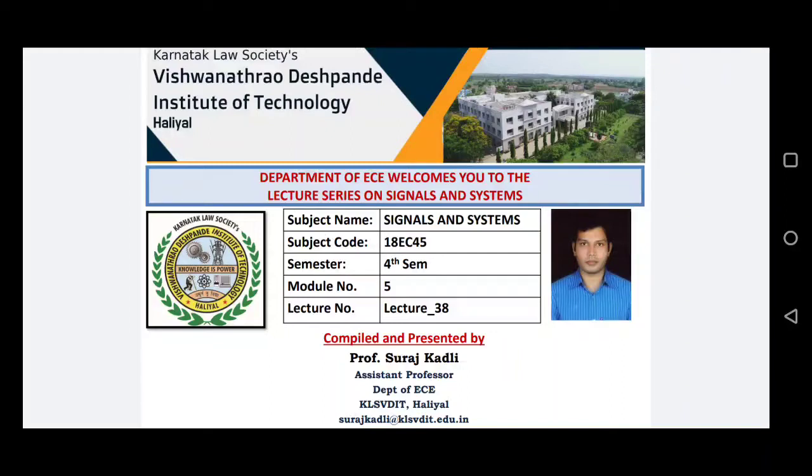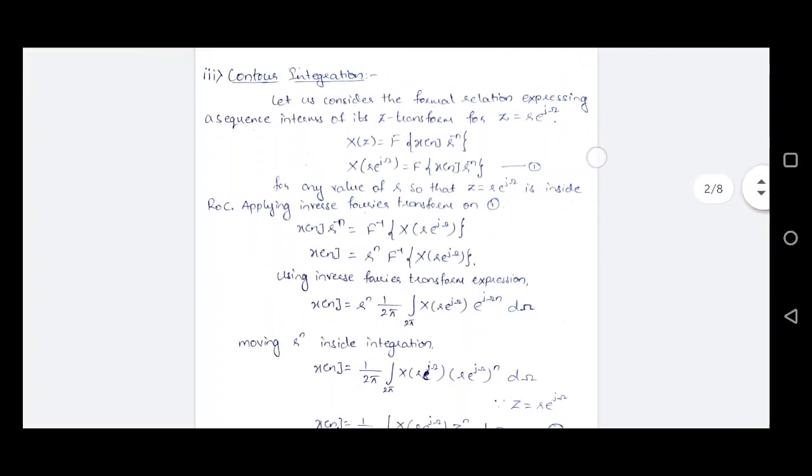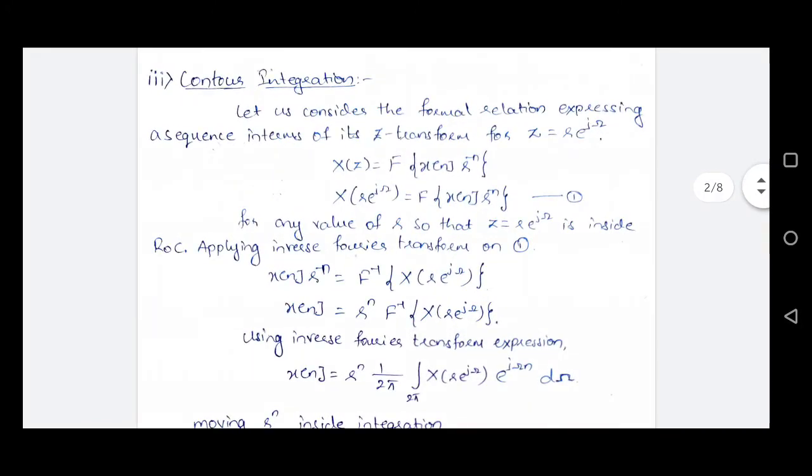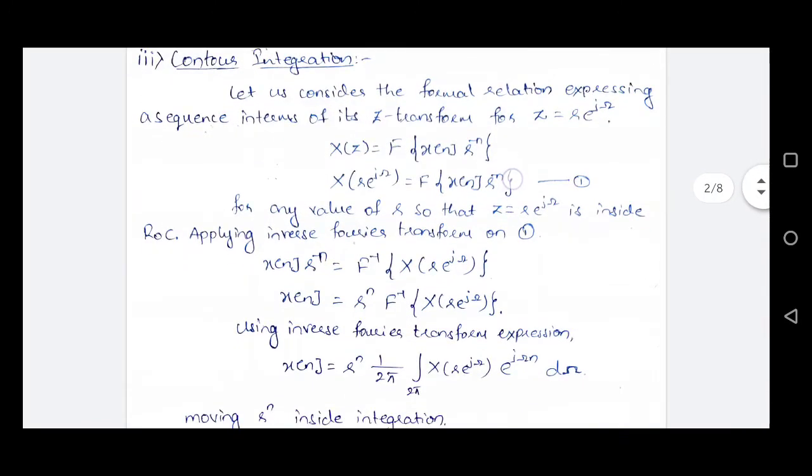In the previous video lecture, we started our discussion on inverse Z transform and discussed two of the methods, power series expansion method and partial fraction expansion method. In today's lecture, we'll continue our discussion on contour integration method to obtain the inverse Z transform, and later we'll discuss causality and stability in terms of Z transform.